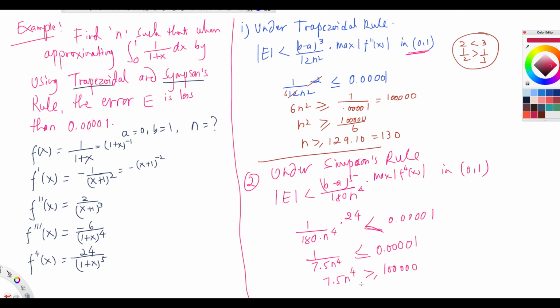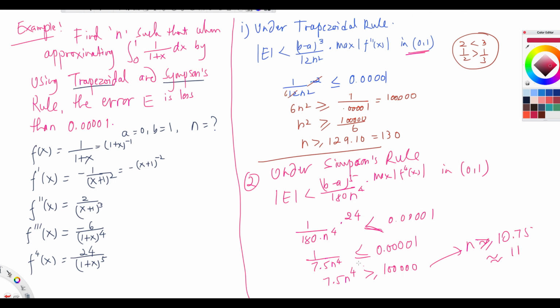Now divide by 7.5 and take the 4th root. Then what do you get? I get n is greater than or equal to 10.75. Which is almost equal to 11, right? 10.75 is almost 11.